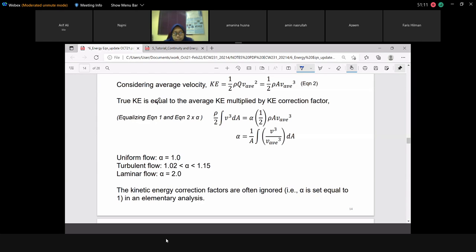Okay, so finally kita akan dapat nilai correction factor ni. If it is 1, it is considered as uniform. When it is between 1 and 1.5, turbulent. More than 1 ni considered as laminar 2.